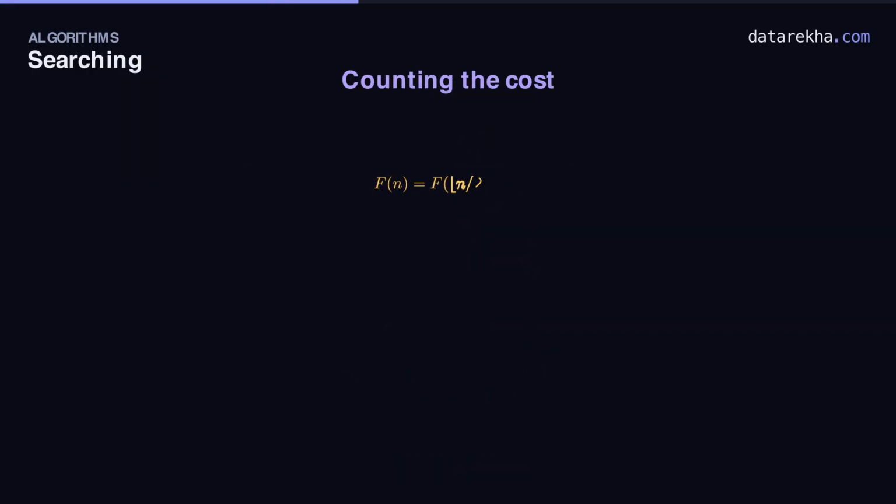Let's count binary search's worst case exactly. Call f of n the most comparisons it can ever need on an array of size n. Each step does one comparison, then recurses on a half of size n over 2. So f of n equals f of n over 2 plus 1, and f of 0, an empty window, is 0. Unroll it, and every step just adds 1 until the size hits 0.